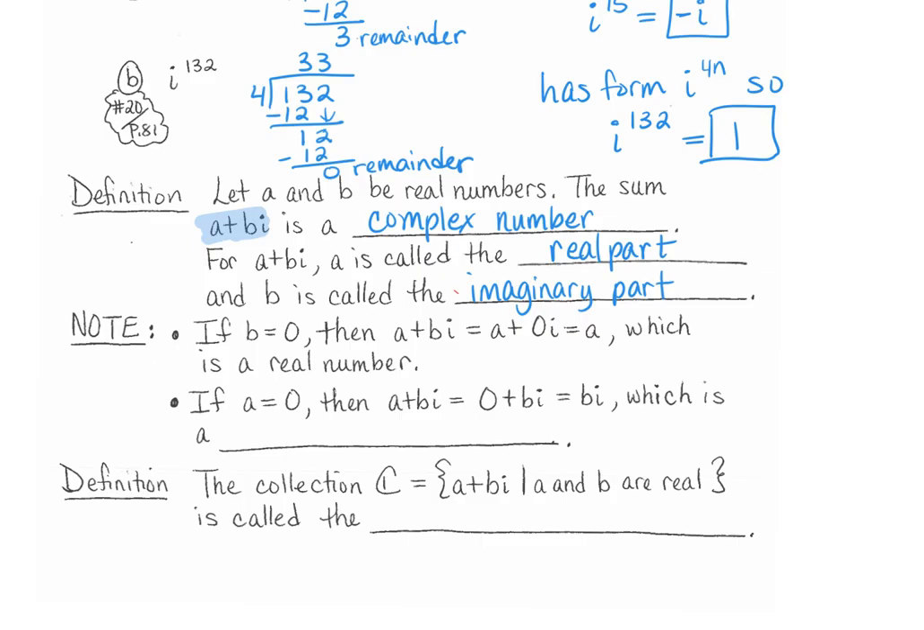Some things to note. If b is equal to 0, then this complex number becomes a plus 0i. 0 times i is 0, so a plus 0 is a. So that means that when b is 0, you end up with a real number. If a is equal to 0, then a plus bi becomes 0 plus bi. That just gives you bi, which is a pure imaginary number.